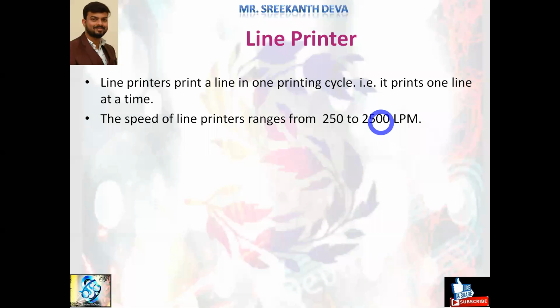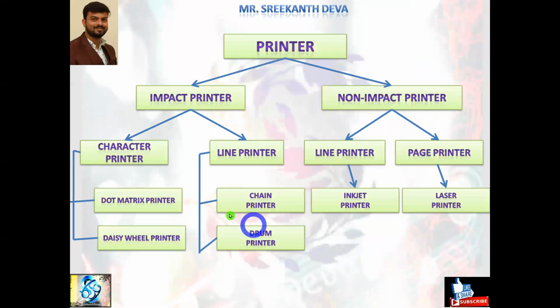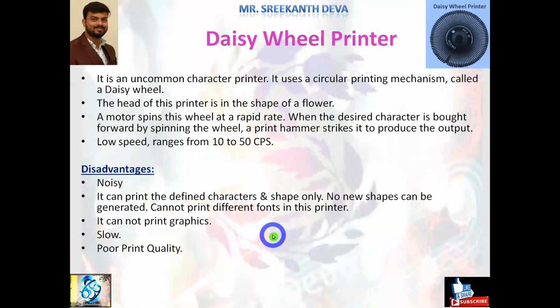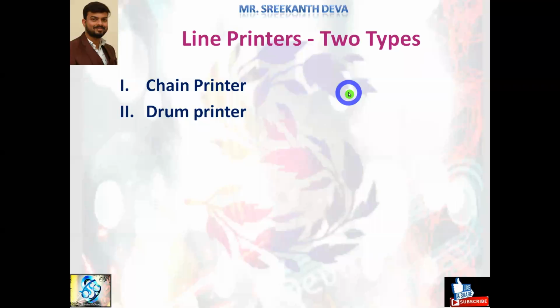Line printers are categorized into two types. One is called the chain printer, another is called the drum printer. So these are the two different types of line printers available. Basically, coming to the chain printer.